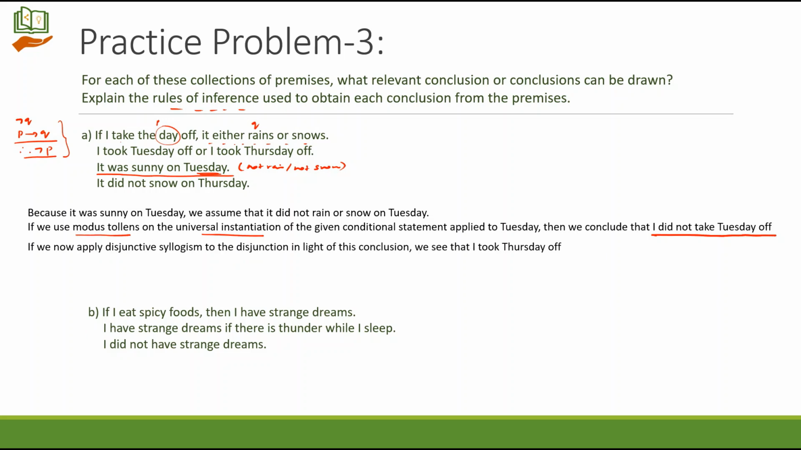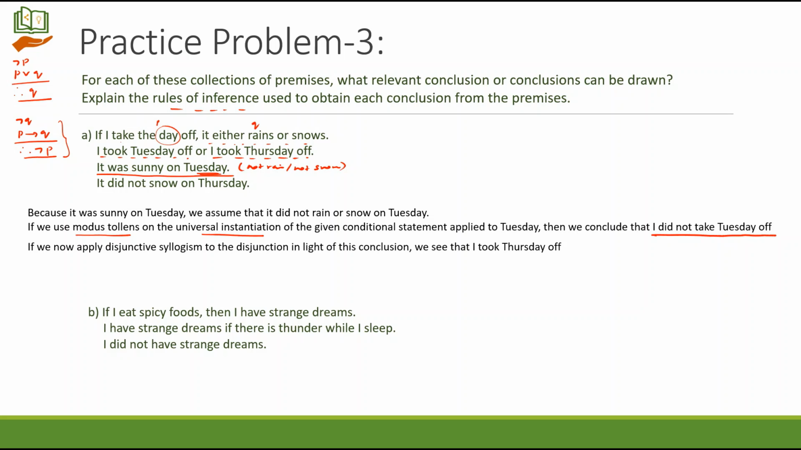If we apply disjunctive syllogism to the disjunction in light of this conclusion, we see that I took Thursday off. What does disjunctive syllogism say? It says P or Q, which is I took Tuesday off or I took Thursday off. This I did not take Tuesday off can be taken as negation of P. When we say P or Q is true and P is false, then definitely Q will be true because it should always result in tautology.